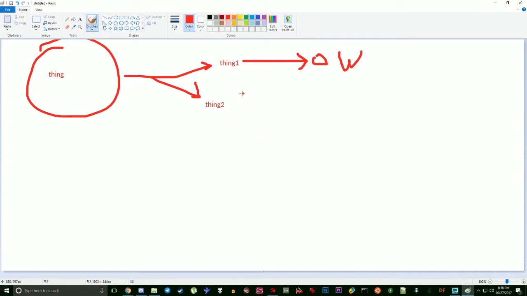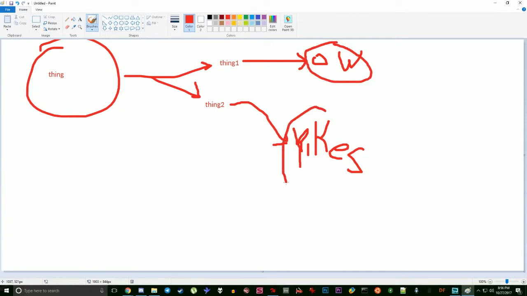Okay, but not this one. This one is gonna go over here, and this one's gonna be like, yikes, I cannot draw with a mouse. There we go. Okay, so we've got ow and yikes. So what do you think this is missing? Exactly, it's missing the baby.